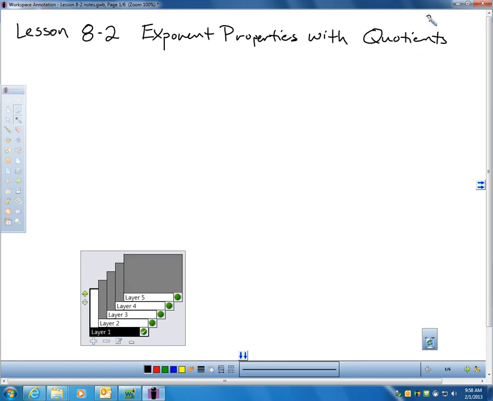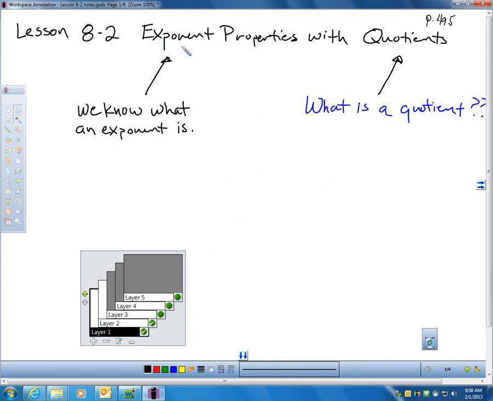We'll start on page 495 today. All right, if you need to pause the video and go there, do that. A couple things to review. Remember, we all know what an exponent is. It's that raised number with a base, like, I'll just make up something, a to the 5th power. The exponent here is 5.